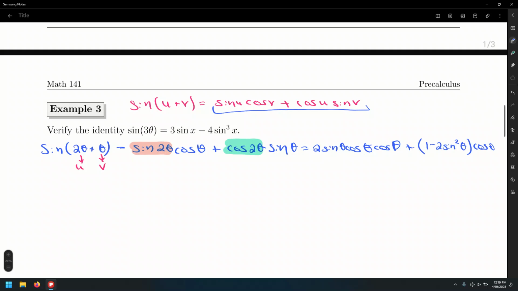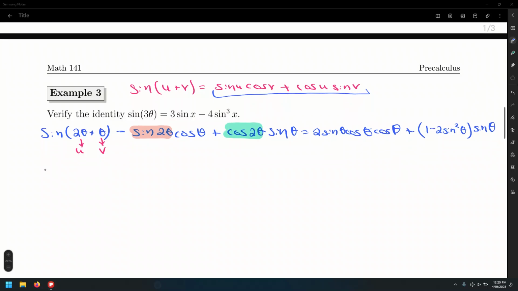Oh, hold on. That's sine theta, right? Let's see about number 1. Cosine times cosine is going to become a cosine squared. How is that going to be all in terms of sine? Don't worry, we'll get there.